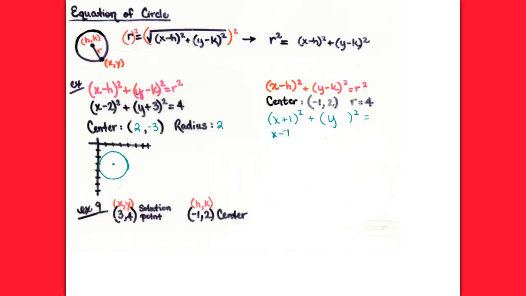All right, then it would be y minus what? What's k? 2. So y minus 2 is equal to, now I have to be really careful with this. If this is supposed to be r squared and r is 4, am I going to take the square root of 4 or am I going to square 4?